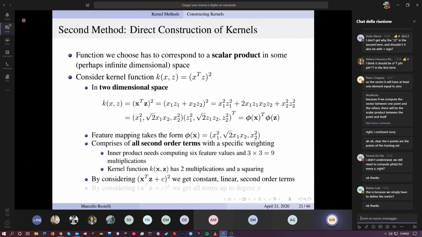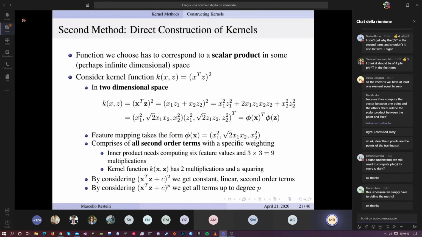Computing this term here is still linear in x. Even more, if you take the kernel in this way, x transpose z plus c, and you raise it to any power p, you get all the monomials up to the order p. And you know that here you have an exponential growth of the number of monomials as p increases, while the cost is always linear. So you are able to build a kernel that is equivalent to a number of features that is a billion, even by only computing this simple kernel function. It's a lot of saving.